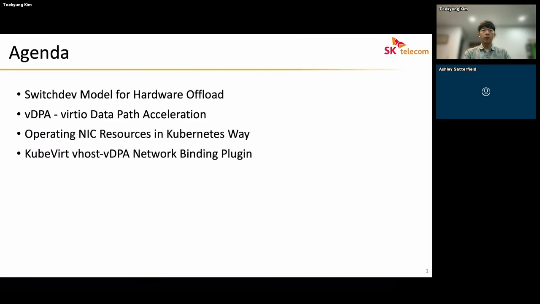So here is a brief overview of what we will cover today. First, I will introduce the switchdev driver model to control the pass-through SR-IOV VFs. And then I will compare vDPA, the virtual data path acceleration, with virtio-net, which is the default virtual net model in KubeVirt currently. And then I will introduce how to manage the NIC resources in a Kubernetes way. Lastly, I will introduce the vhost-vDPA network binding plugin that I implemented to utilize vDPA on KubeVirt.